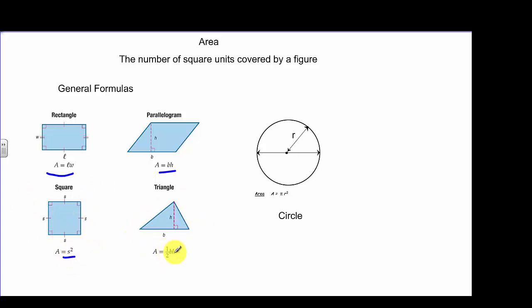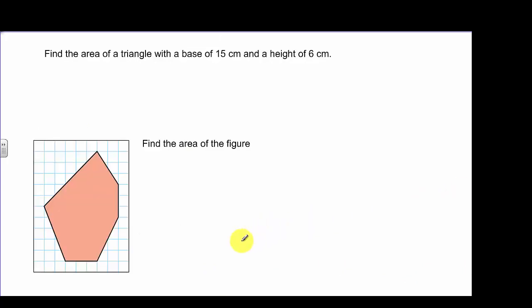Triangle, 1/2 base times height. And here's our circle again, and that's equal to pi r squared. So let's go through and do some problems.